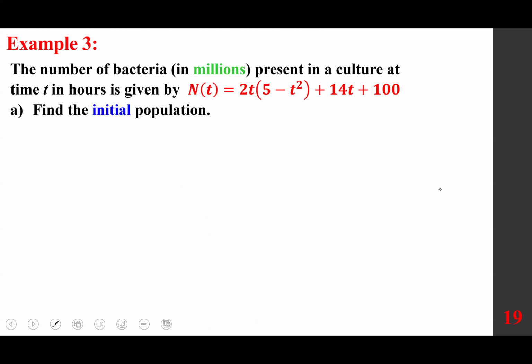Now, here's an example that is an application problem. The number of bacteria in millions present in a culture at time t in hours is given as N of t equals 2t times (5 minus t squared) plus 14t plus 100. Find the initial population. It just means replace the t with 0. When you do that, these two go to 0, so you get 100 million bacteria.